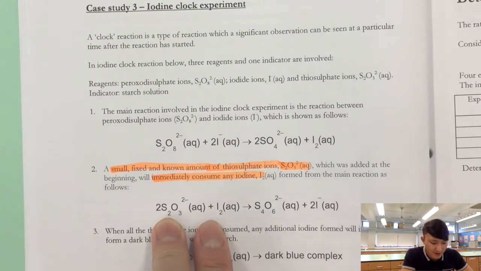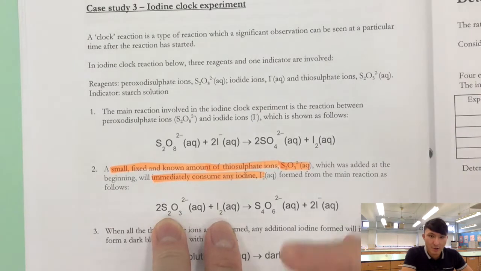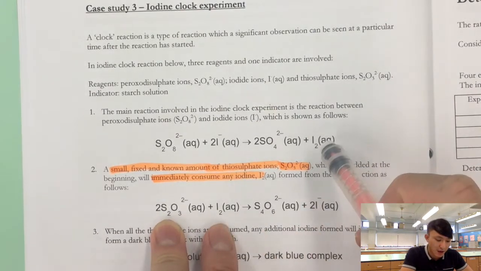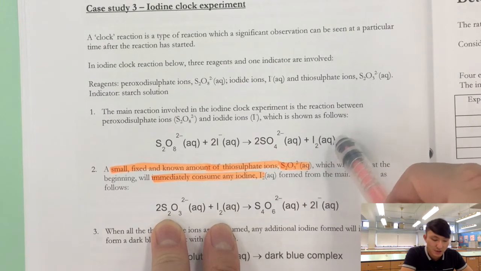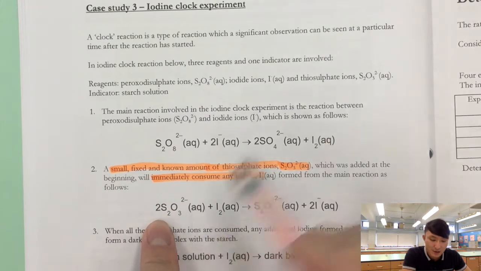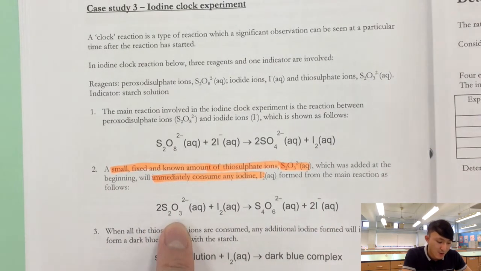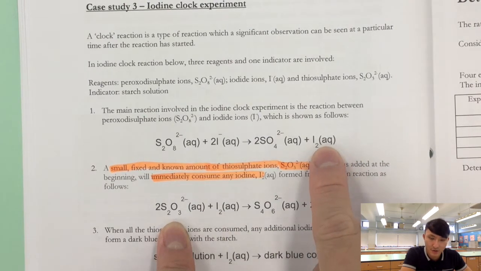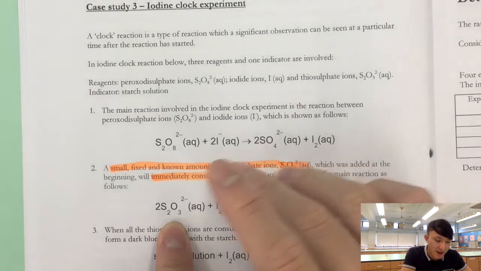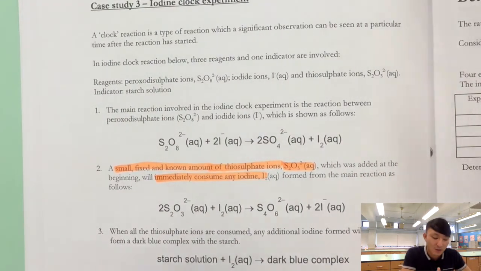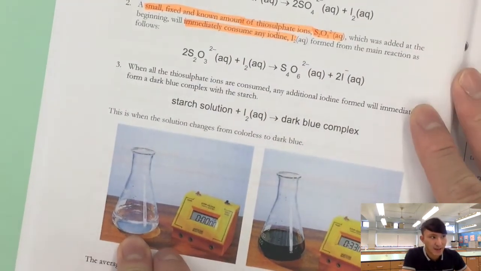So you think about it. In order to bring about a color change, you must produce enough iodine so that it can completely consume all this thiosulfate. So at the moment where all the thiosulfate is consumed, any extra iodine produced from the main reaction will combine with the starch molecule, giving you the blue-black color. So that's why your reaction mixture is colorless at the beginning.